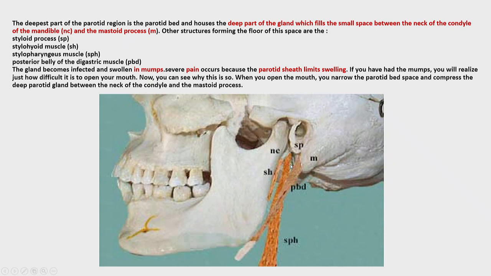And those people who got these mumps, if somebody got it? No?